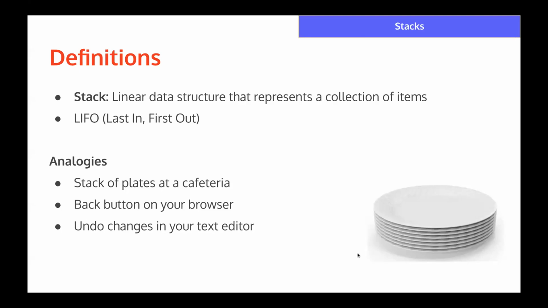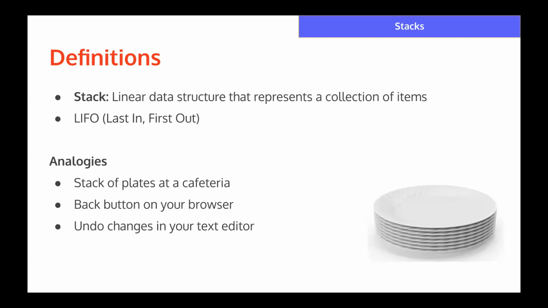All right, and after string, the third data structure that we went over is stacks. So what is a stack? Well, a stack is a linear data structure that represents a collection of items. And it has a very special property called last in, first out, abbreviated as LIFO.